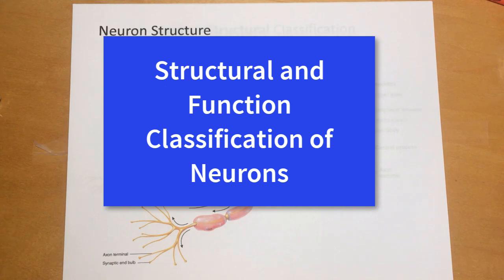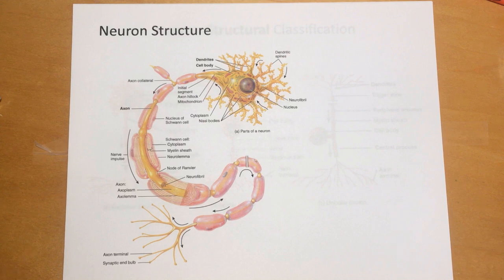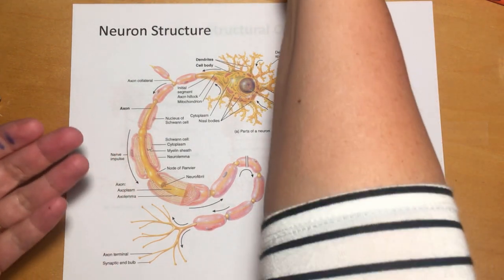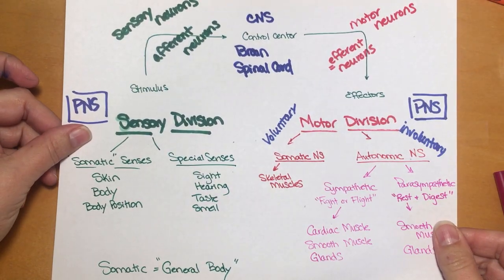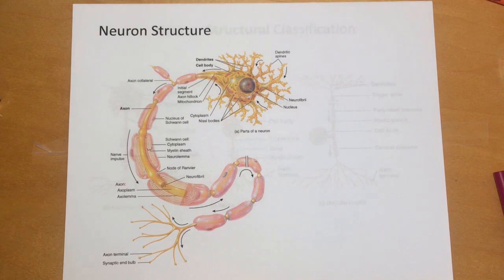Everybody, welcome back. Today we're going to be talking about the structural and functional classifications of neurons. If you have not already watched the divisions of the nervous system, please go back and watch that video first and then come back here. And remember, we're going to be using this piece of paper that you made in that video for this one.